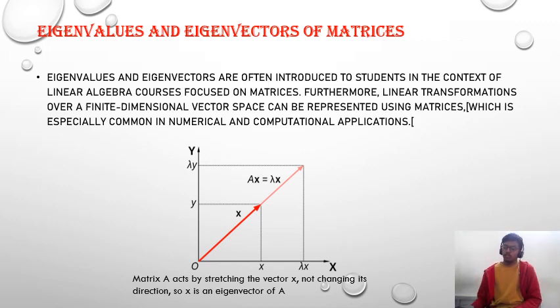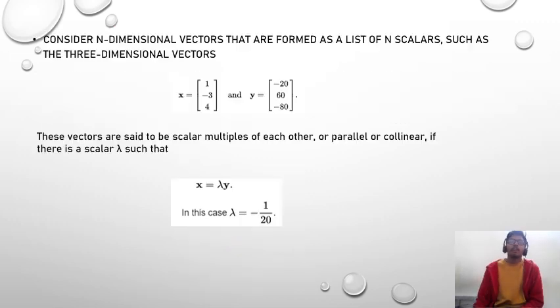Eigenvalues and eigenvectors are often introduced to students in the context of linear algebra courses focused on matrices. Furthermore, linear transformations over a finite-dimensional vector space can be represented using matrices. Here is the graph of eigenvalues and eigenvectors of matrices, where on the y-axis λx is plotted and on the x-axis x. Matrix A acts by stretching the vector x, not changing its direction, so x is an eigenvector of A.